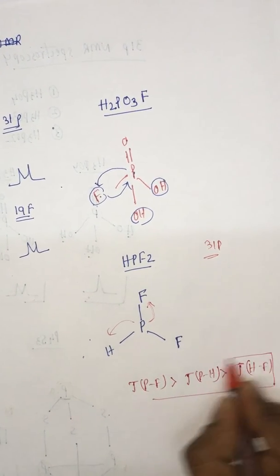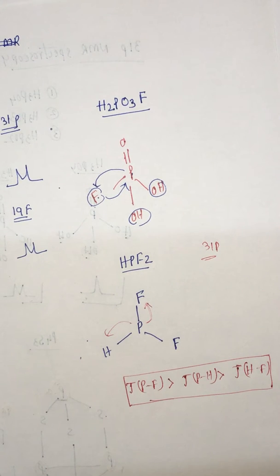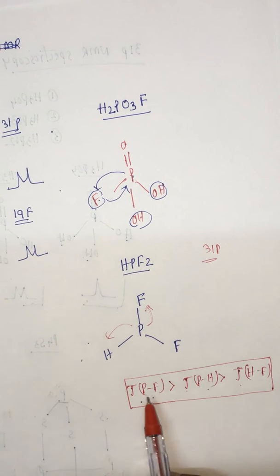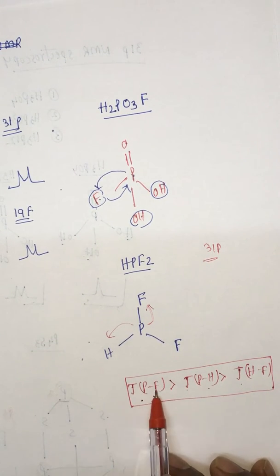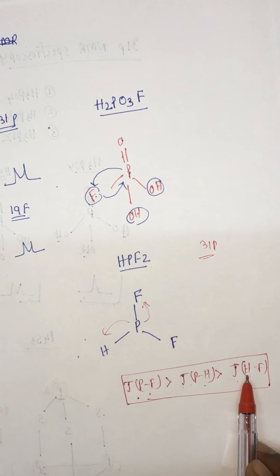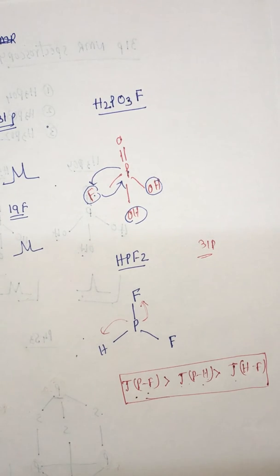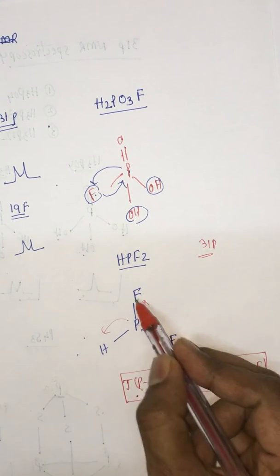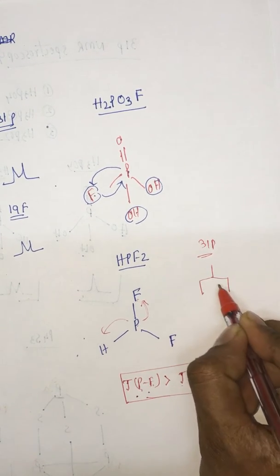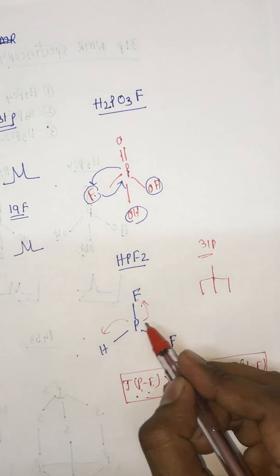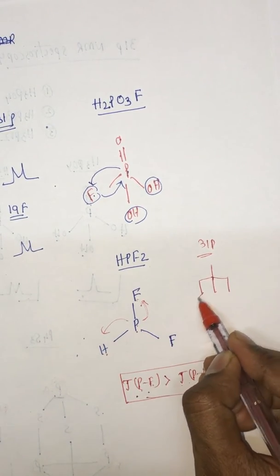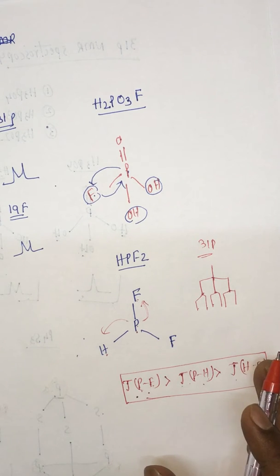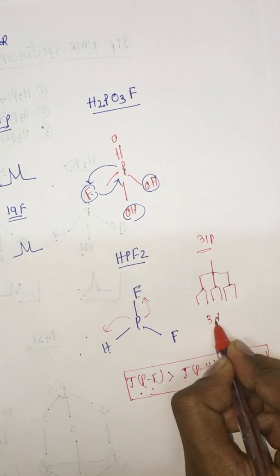This is very important, we have to remember this, otherwise we'll make a mistake. The coupling constant of phosphorus and fluorine is greater, then phosphorus and hydrogen, then hydrogen and fluorine. We can say that two higher atomic numbers come first, then a higher atomic number with hydrogen, and then two lower atomic numbers. So now in 31P NMR spectroscopy, first phosphorus couples with fluorine. Phosphorus is coupled with two fluorines, right? So we'll get a triplet. Next phosphorus couples with hydrogen also, so each line will split into two lines. So if we record the 31P NMR spectra for this compound, we'll get three doublets.